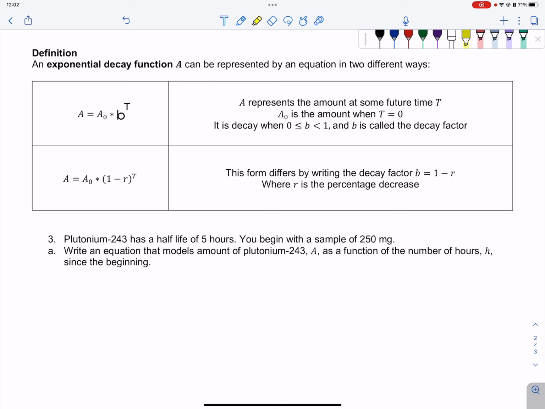Two ways that we write our exponential decay functions. One, using the decay factor, which is going to be a number that we're calling b, and it has to be between 0 and 1. That way it's going down in value every time we multiply by this amount. The other method here is using our value r, which is our percent decrease, in the decimal format.